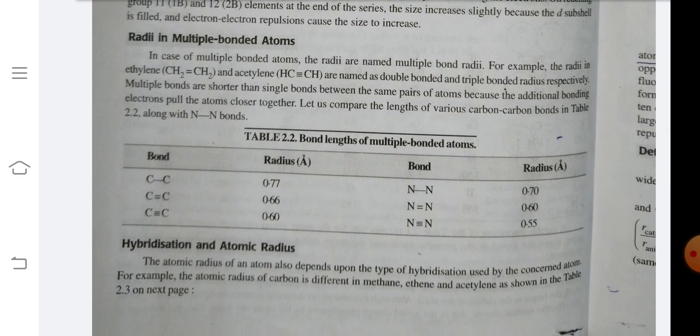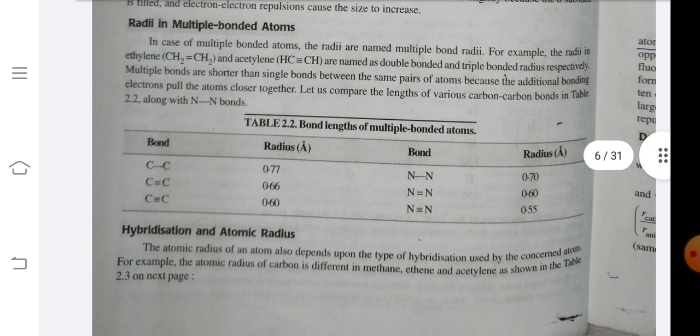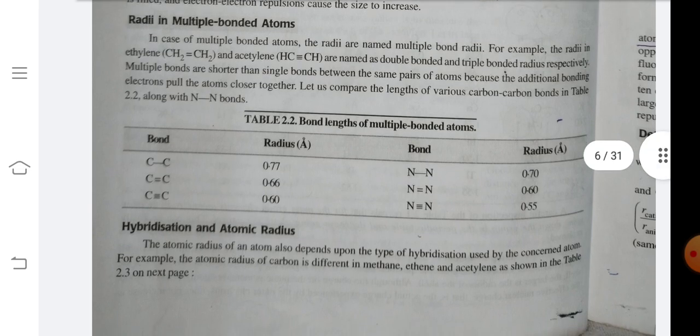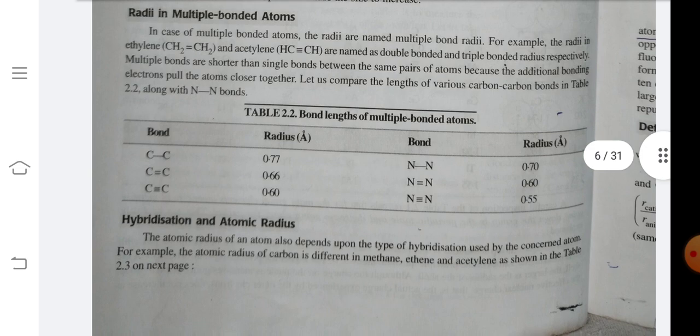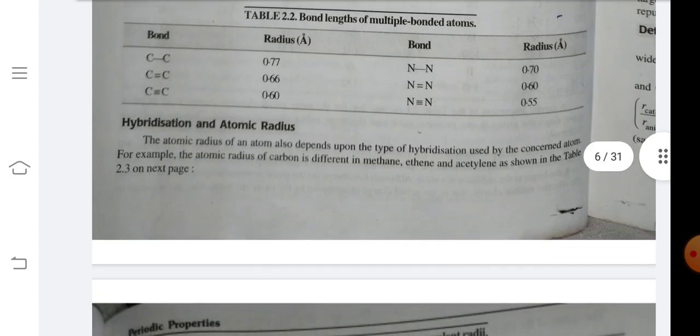Radii in multiple bonded atoms. In case of multiple bonded atoms, radii are named multiple bond radii. For example, the radii in ethylene and acetylene are named as double bonded and triple bonded radii respectively. Multiple bonds are shorter than single bonds between the same pairs of atoms because the additional bonding electrons pull the atoms close together. Let us compare the lengths of various carbon-carbon bonds.